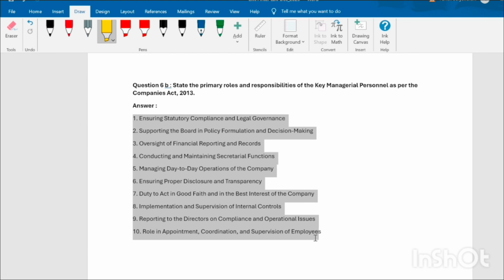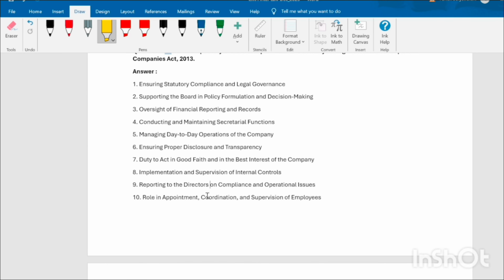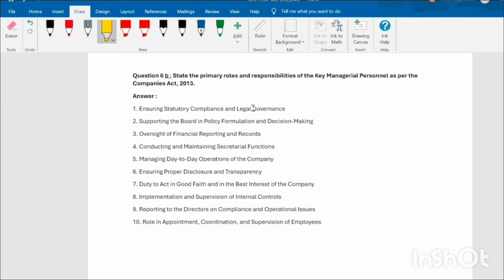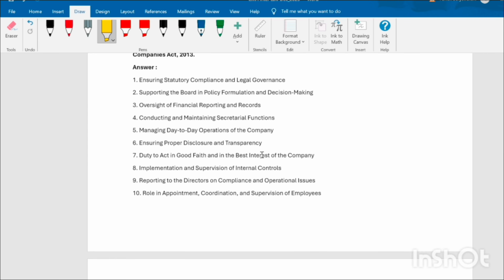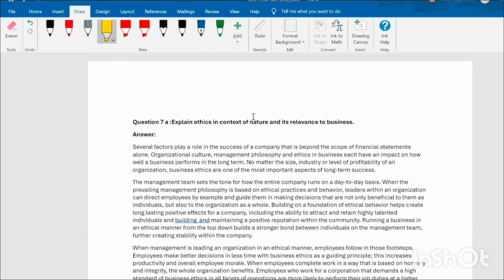I wrote 10 major points here. You can write 8 to 10, obviously, and you have to write 2-3 lines additionally for explaining each of these points. Yeah, let's move to the next question.